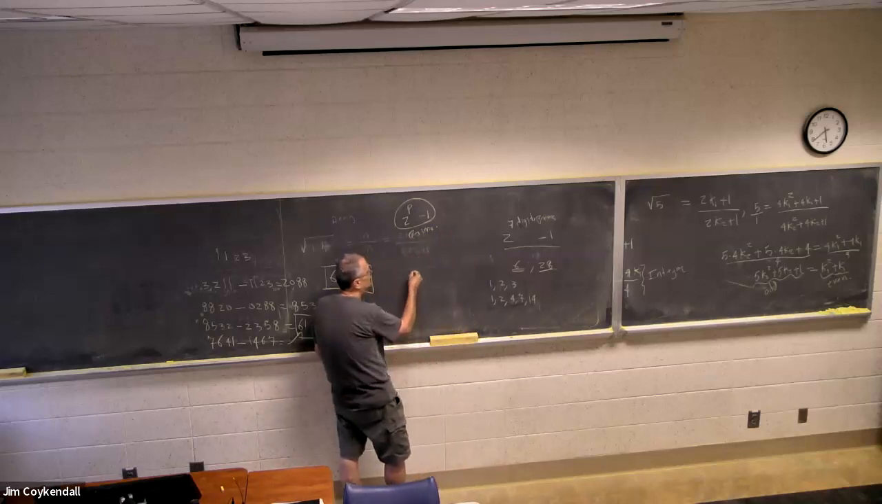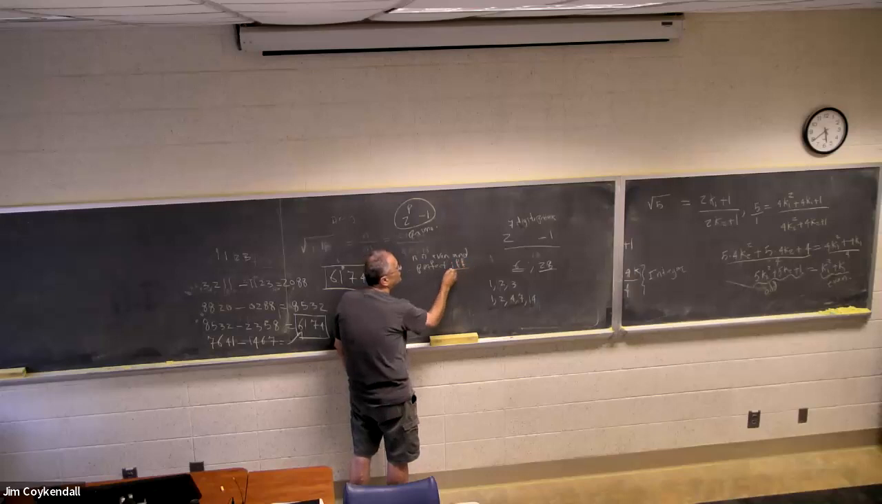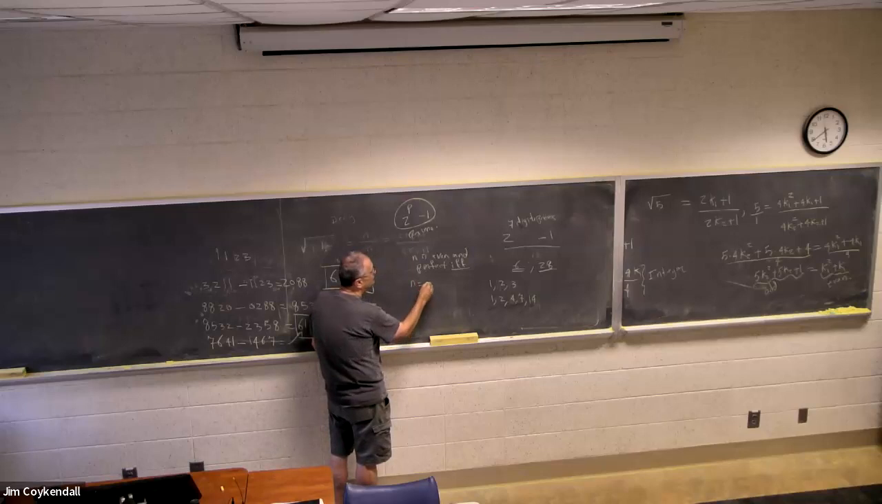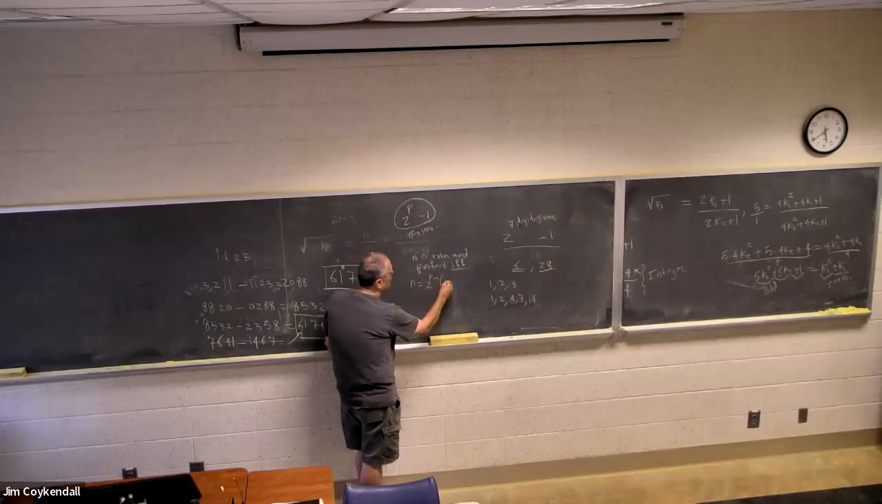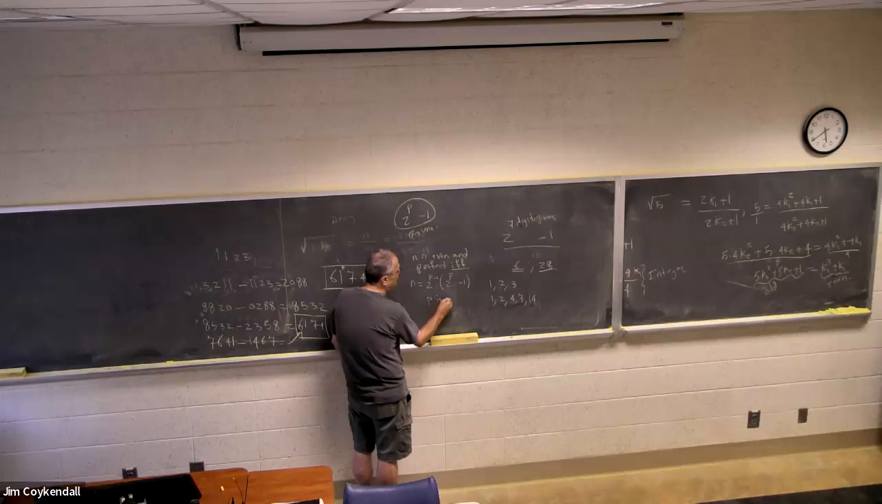So n is even and perfect if and only if we have a result: n can be written as 2 to the p minus 1 times (2 to the p minus 1), where p is prime, and 2 to the p minus 1 is prime.